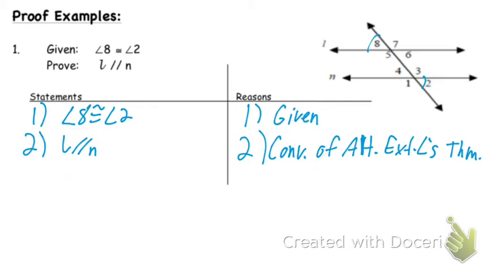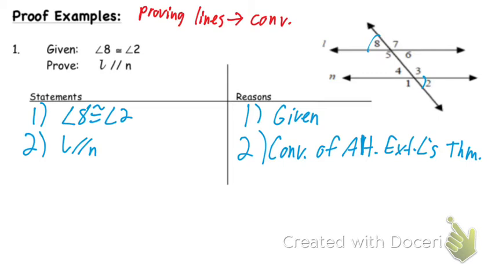Maybe even write that in, guys. If you're proving lines, that means you use the converse. If you're proving angles, you always use the regular one.